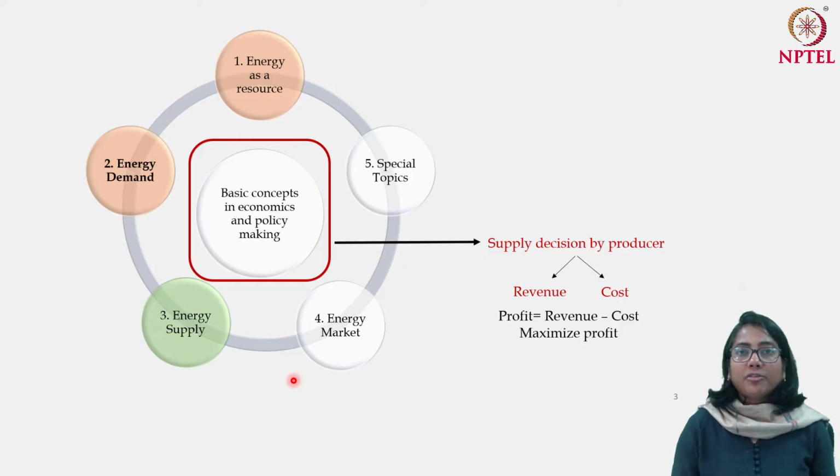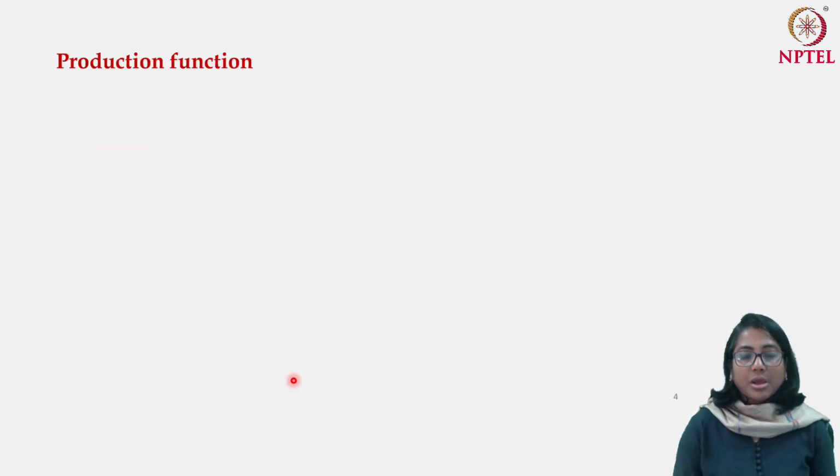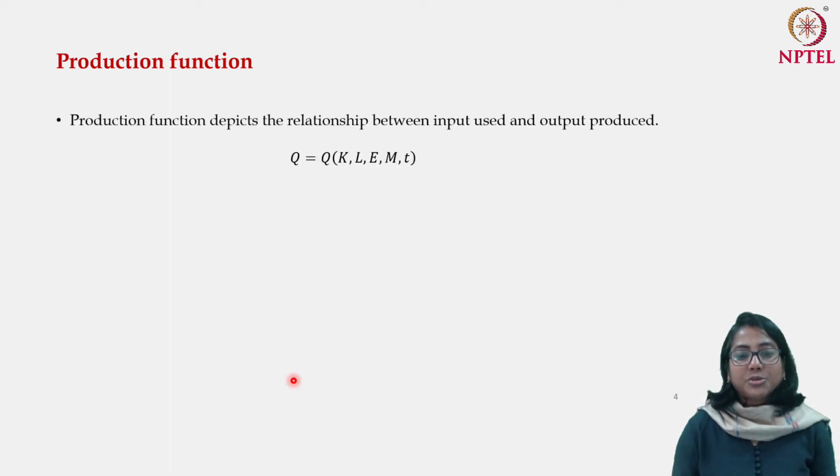So the objective of the producer is to maximize the profit, which is total revenue minus total cost. Let us have a quick look at the detail of this profit maximizing behavior of a producer and explore how this behavior actually leads to a particular shape of the supply curve of the producer. We'll start the discussion with production function. This is the fundamental concept of the production theory, and the production function actually depicts the relationship between the inputs used and the output produced.